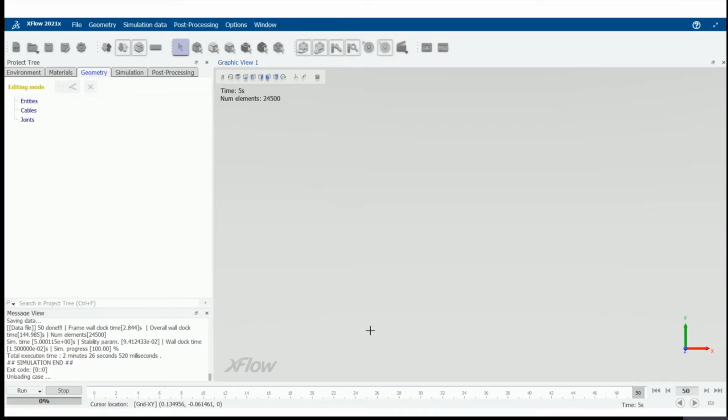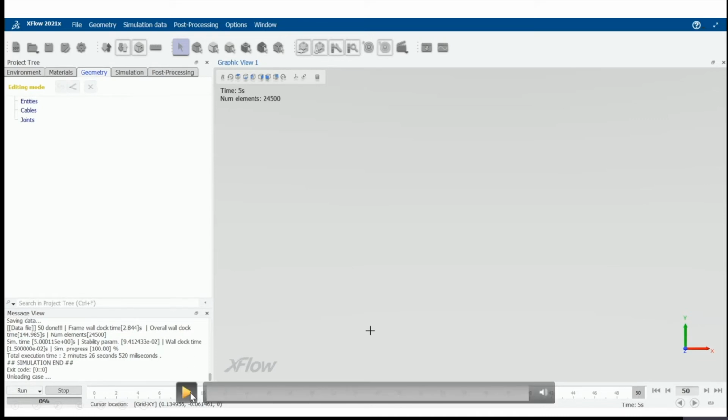Switch to XFlow graphic user interface. So you can see the project tree in the left-hand side. The main part that we define our case is here. We start from left to right. There is a message view part in the left bottom side, and also on the right-hand side, you can see the graphic view. So let's just start by importing the geometry.